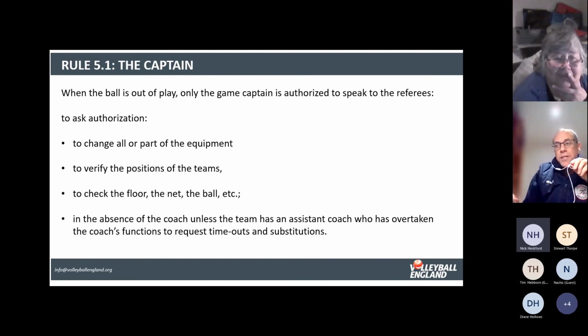Or if the captain comes to you and says, who is my server, or which player is in position 2, or whatever it is, then you can get that information from the scorer, and they're quite right to do that. But they can't keep asking it. If they have to ask it more than a couple of times, then they really need to pay slightly more attention to their lineup at the start of the set. But in this case, they can ask to verify the positions of the teams, and the answer that you would give them is yes, because obviously to give them any other answer would be indicating that a fault was about to occur.